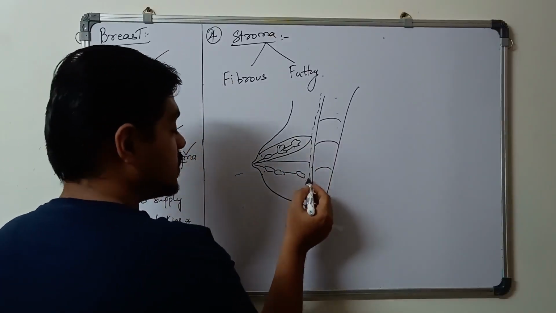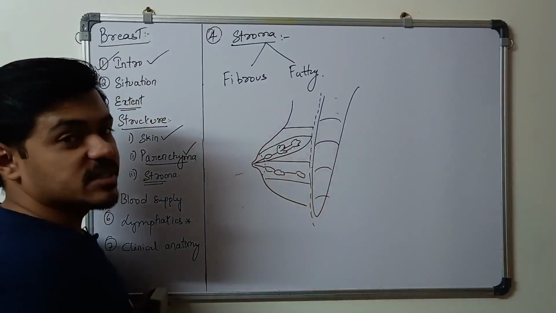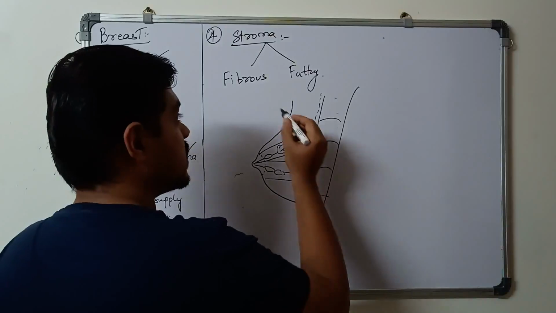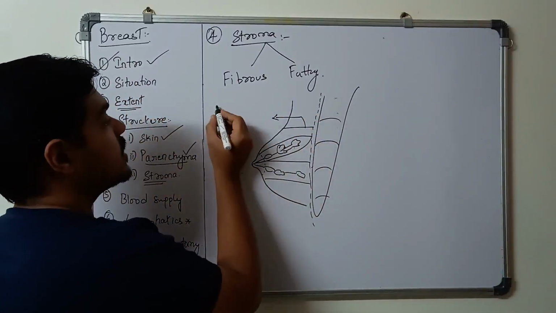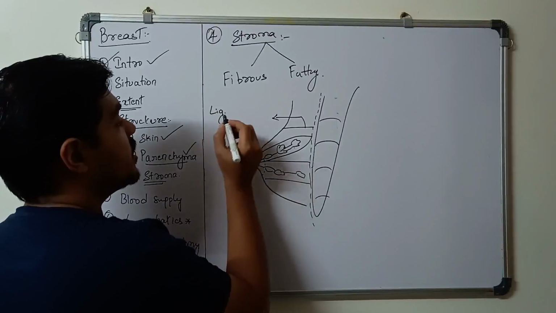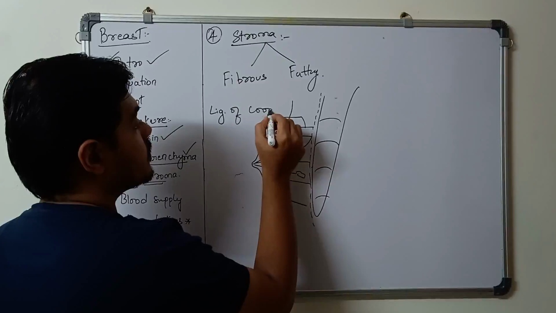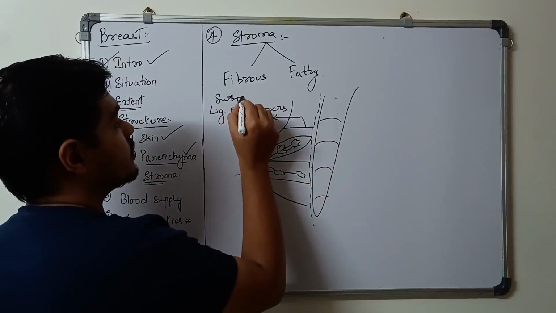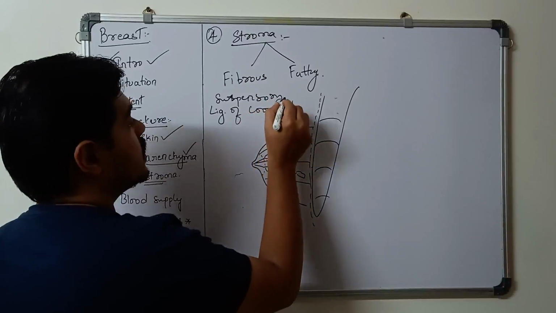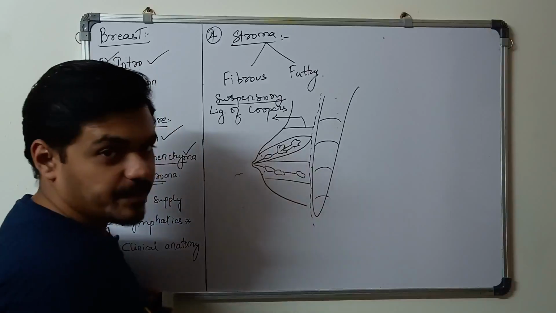The deep fascia of the pectoral region sends ligaments into the breast tissue, which is nothing but the fibrous stroma, and they have a special name, the ligaments of Cooper, the suspensory ligaments. So what do they suspend? They suspend the skin to the deep fascia.